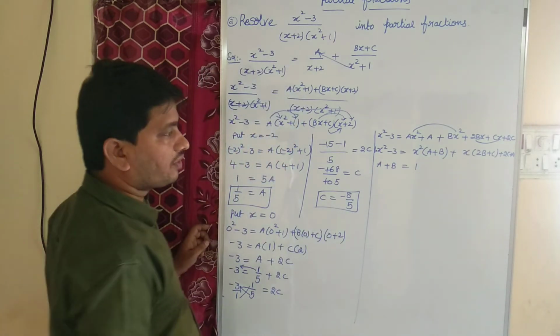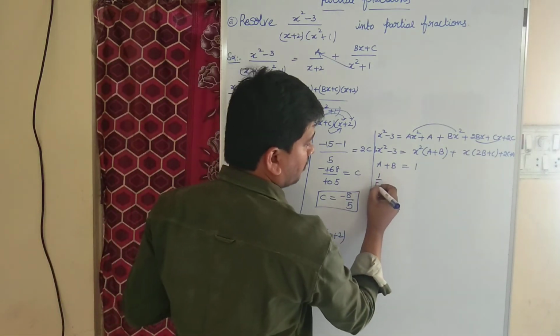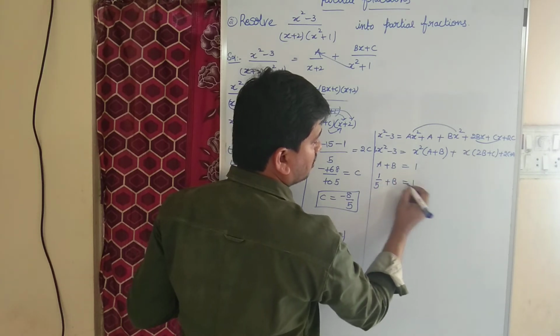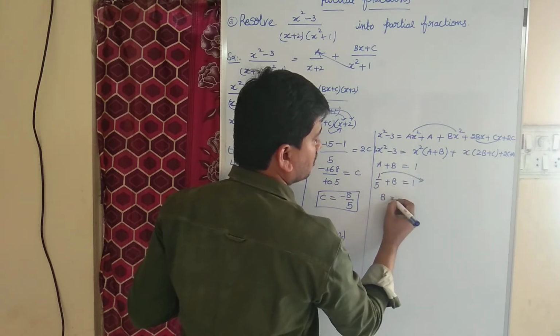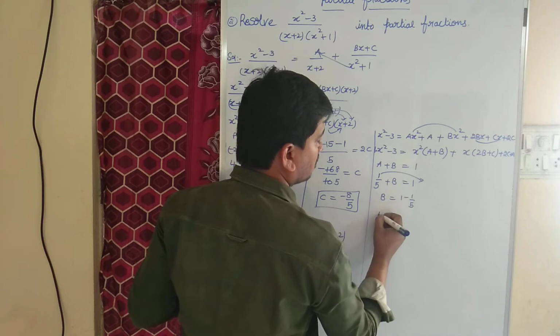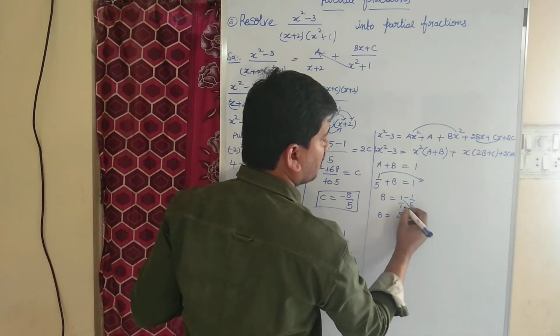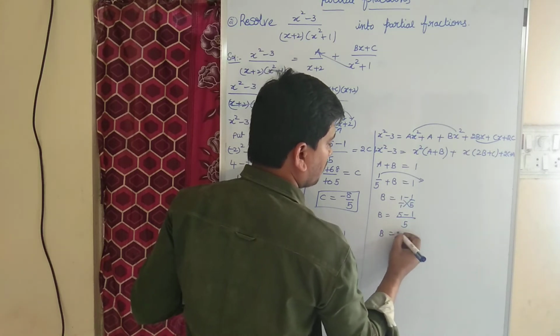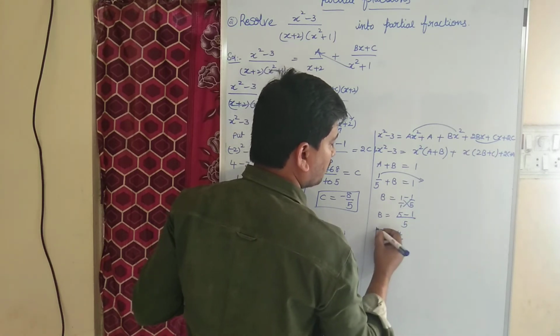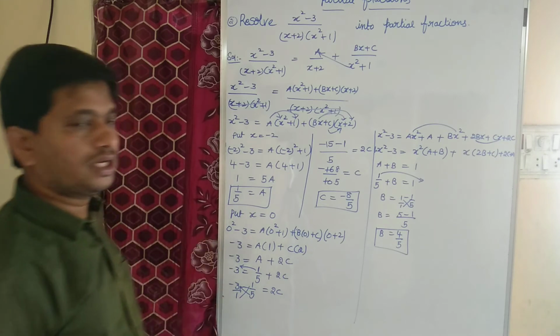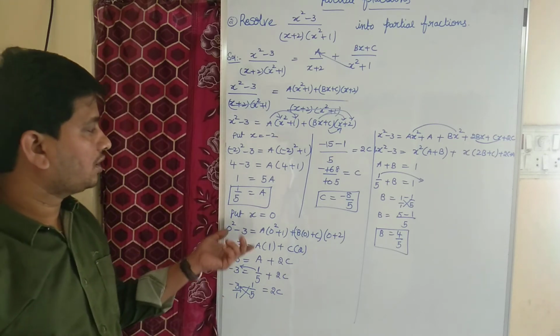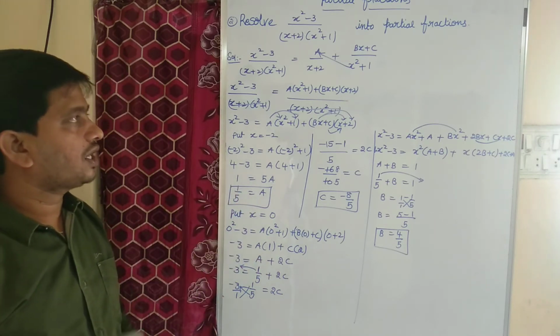We got the value of a as 1 by 5. So 1 by 5 plus b equal to 1. Transposing 1 by 5, we get 1 minus 1 by 5. Nothing means 1, LCM 5: 5 by 5 minus 1 by 5 is 4 by 5. So what is the value of b? The value of b is 4 by 5. A value is 1 by 5, b value is 4 by 5 and c value is minus 8 by 5.